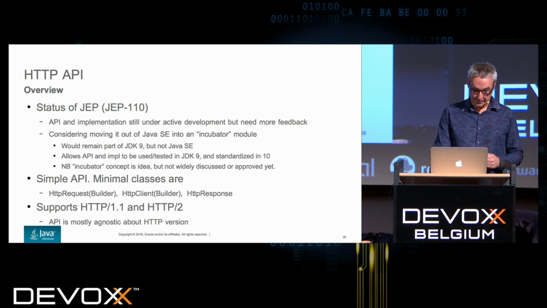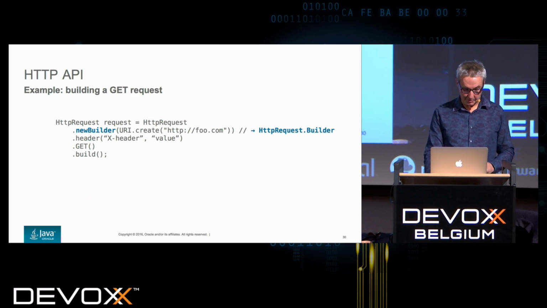So onto the API itself. It's a relatively simple API. These are the classes that you will most likely encounter. For a very minimal application, all you will need is the HTTP request and its builder class, the HTTP client and its builder, and then the HTTP response. There are a number of others which we'll also have a look at. The API and the implementation support both HTTP 1.1 and HTTP 2, but from what we've seen earlier, you would expect the API to be mostly agnostic about the version. So let's take a look at a simple example.